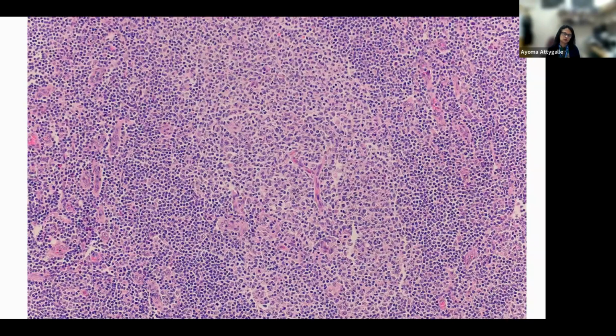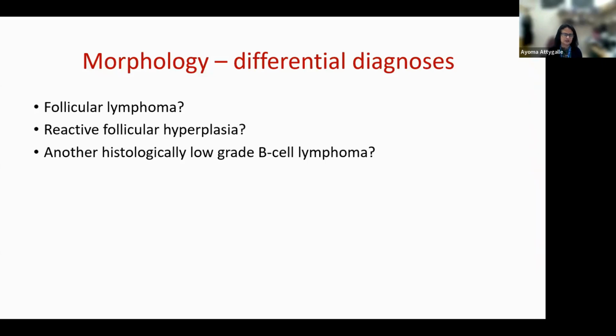So looking at it a little closer, you can see the follicles. There's a mantle zone here, but the follicles consist largely of centrocytes. They are mainly small cells, and they don't really have tingible body macrophages. So this should alert you to what's going on here. This is not a normal follicle.